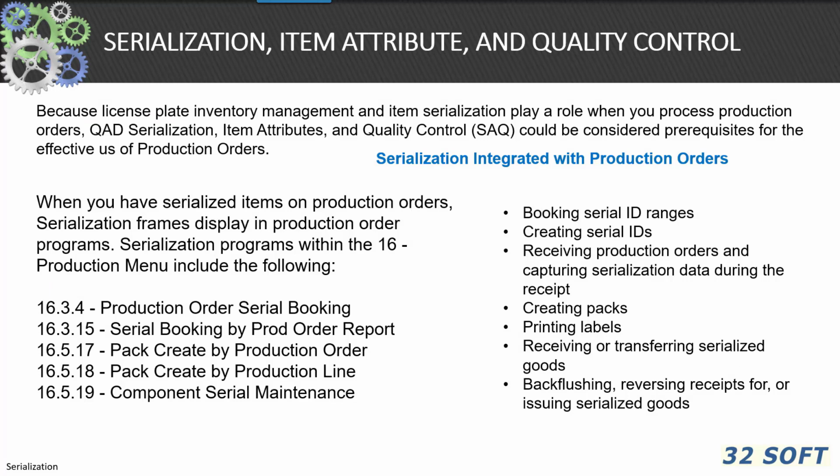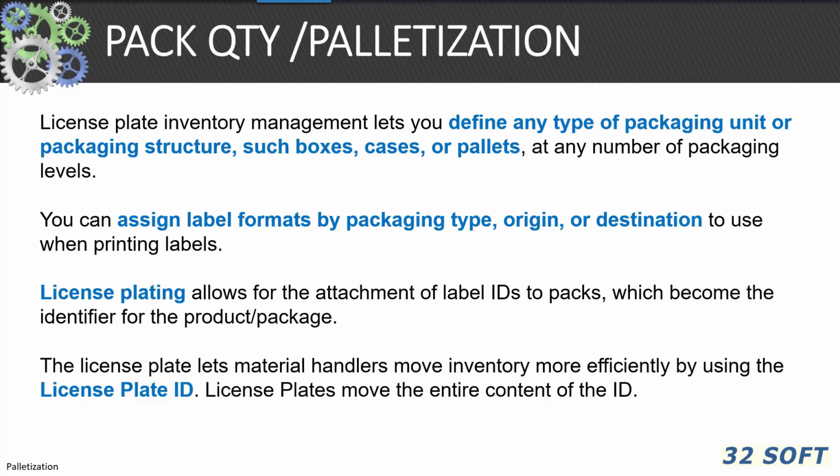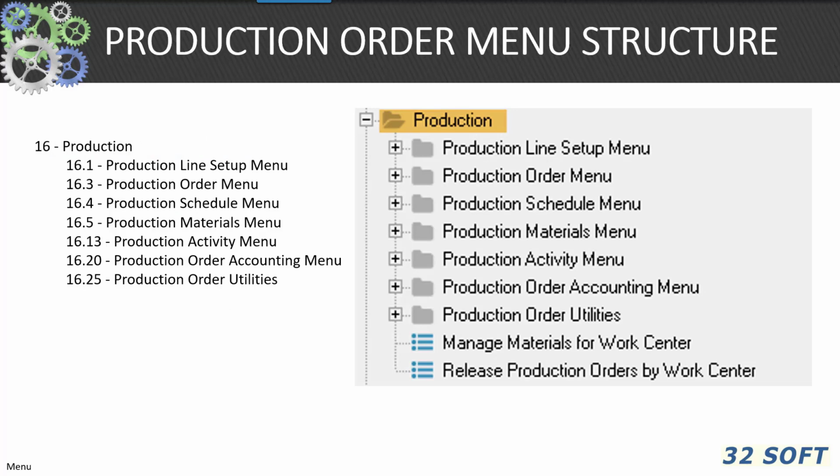With serialization, you can do bookings, you can create serial numbers, you can do receiving and product structures, you can create packages, you can issue in packages. Great functionality. You should take a look at the packaging functions. Along with that is the ability to look at default packaging structures, and as I mentioned, the license plate or license ID functionality for material movement.